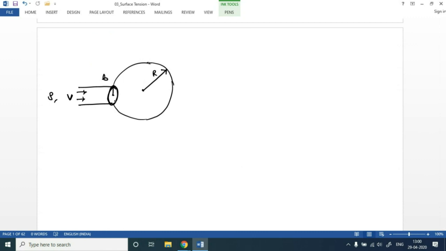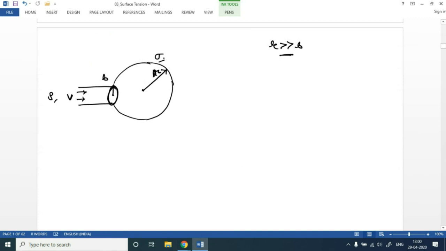We wish to find out, when we are blowing this air with velocity v, the surface tension of the liquid is given to us, let's say sigma. After some time, the bubble, having grown to some small r, separates from the tube, and we have to find that value of r, imagining this r is much greater than b.